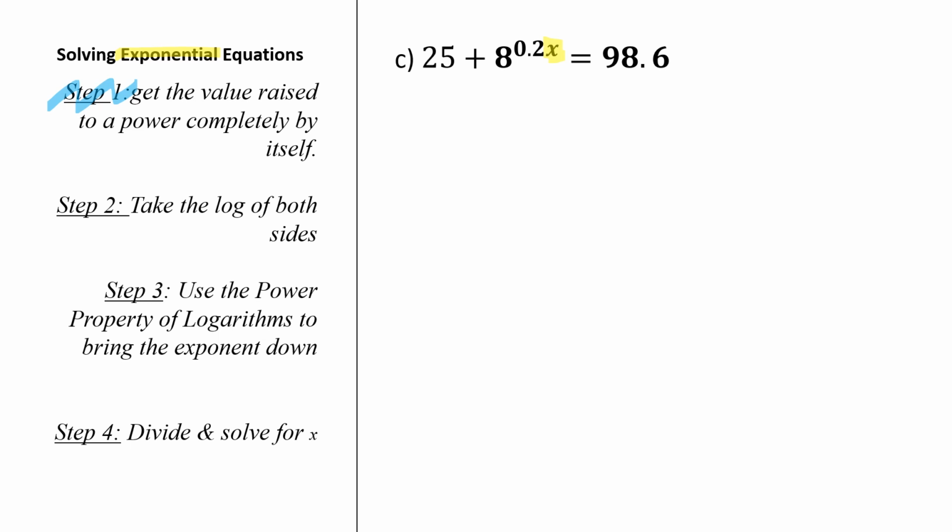So I know it's an exponential equation because x is in the exponent. Step 1, I need to move the 25 to the other side first. So minus 25. So I have 8 to the power of 0.2x equals 73.6.